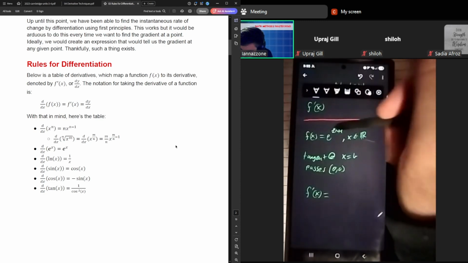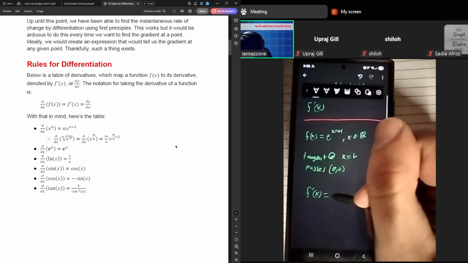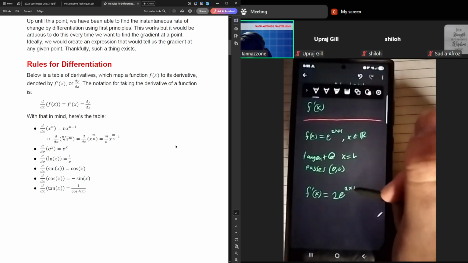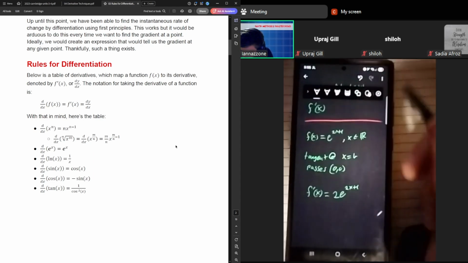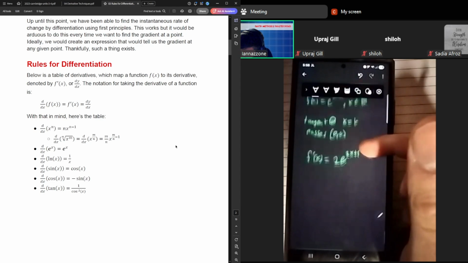So derivative of top is 2, and that comes out the front. So it becomes 2e^(2x+1). You can rewrite the domain on this if you want. It's up to you if you want to have that reminder.